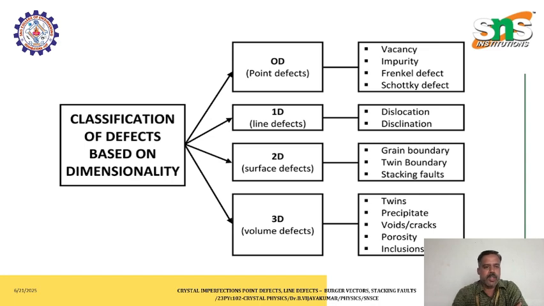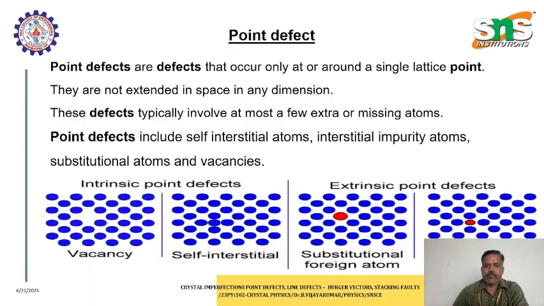So the classification of defects is based on dimensionality. Zero dimensional is a point defect. One dimensional is a line defect. Two dimensional is a surface defect. Three dimensional is a volume defect. Zero dimensional defects are vacancy, impurity, Frenkel defect, and Schottky defect. One dimensional defects are dislocations. Two dimensional defects are grain boundary, twin boundary, and stacking fault. Three dimensional defects are twin, precipitate, void, crack, porosity, and inclusions.